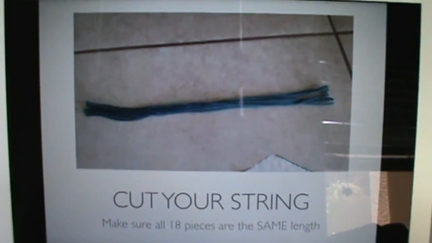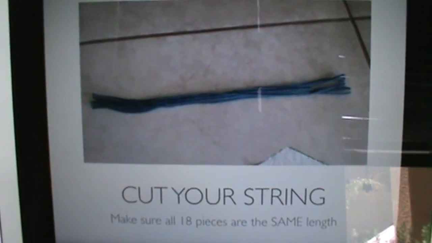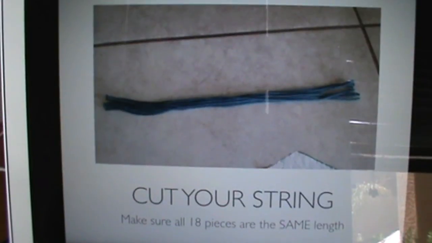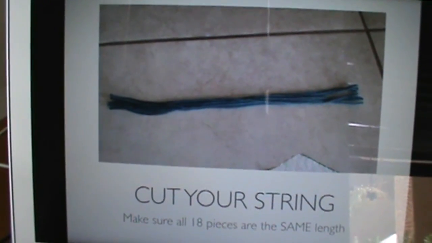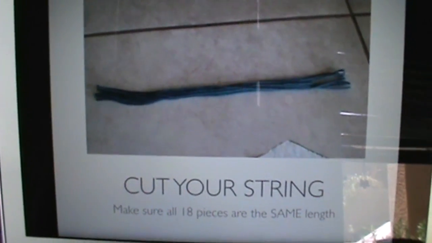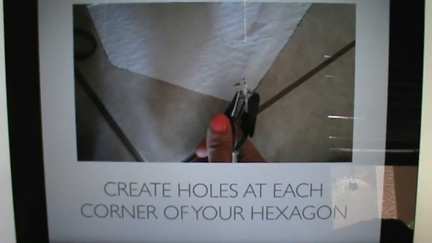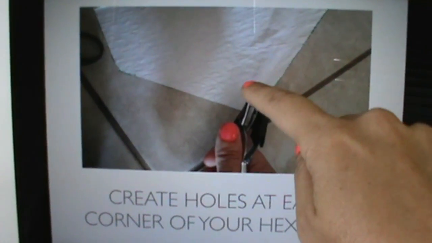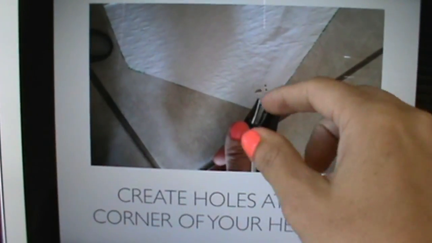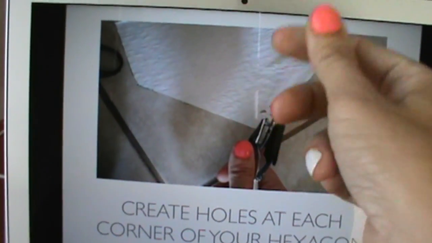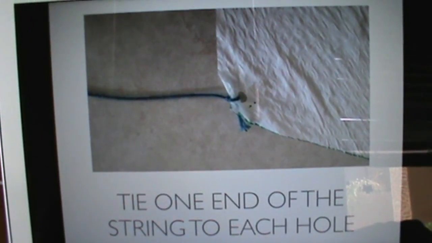Then I'm going to take my string. So there are more materials. I take the string and I cut my string. Because I have 3 bags and I need 6 strings per bag, I need a total of 18 strings. Make sure that all 18 are the same length. And then at the corners of the hexagons, you're going to create holes. I used a hole punch. You could just use scissors, fold it over a little bit, make a little snip, and you're good. And then attach a string to each hole.